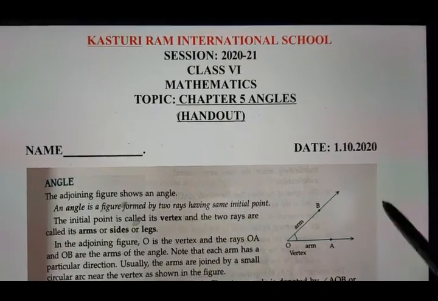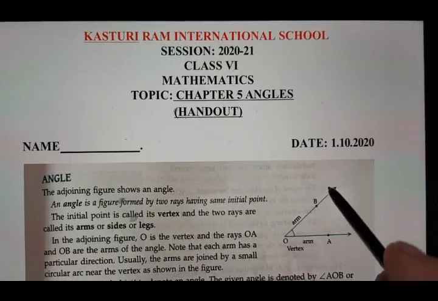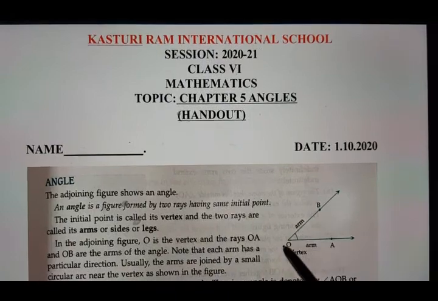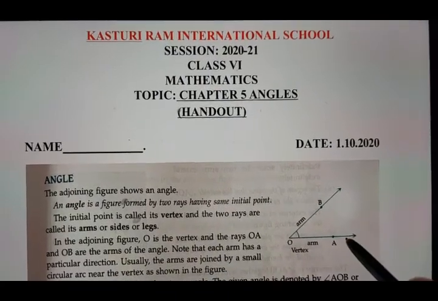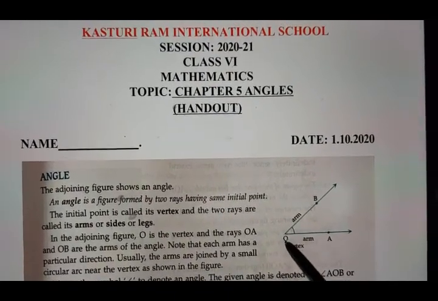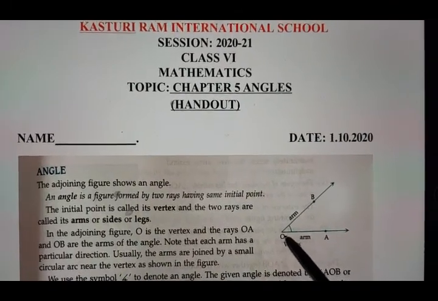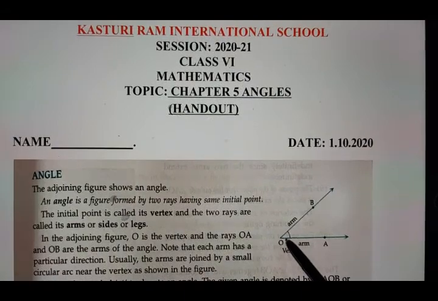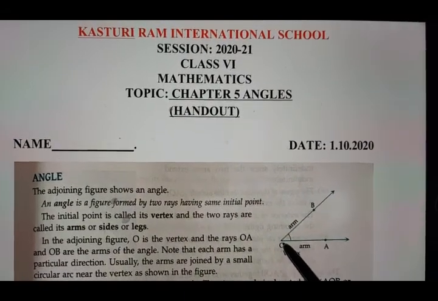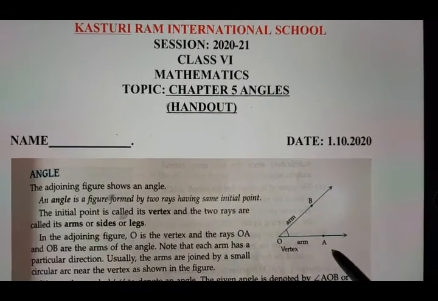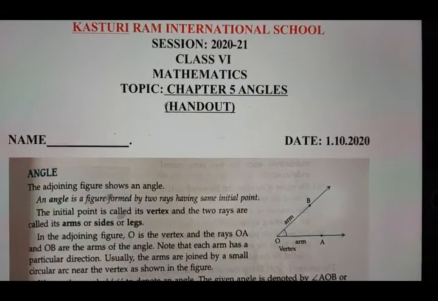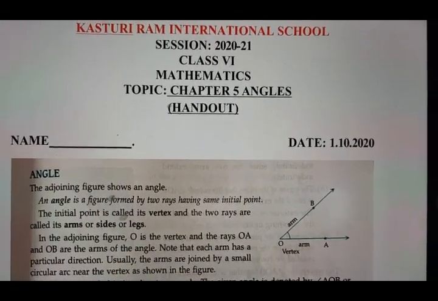So you can see this figure. It is showing an angle. It is a figure with two rays. Here the rays are OB and OA, and they have a common point, which is known as O. When these two join at a common point, they form an angle. The initial point is known as the vertex, and OB and OA are the arms. So you have to remember that.